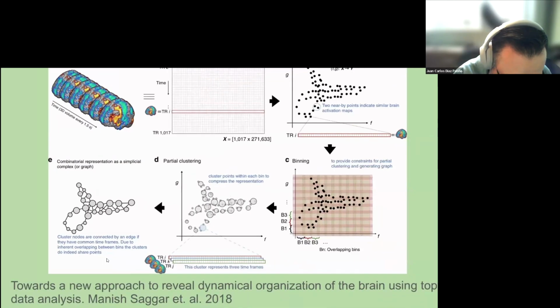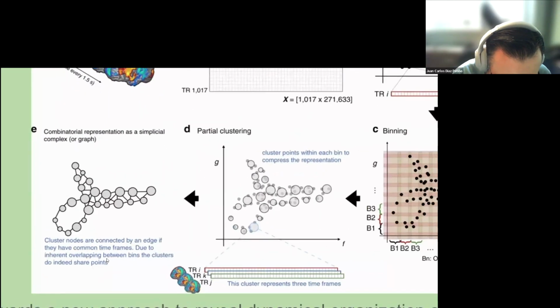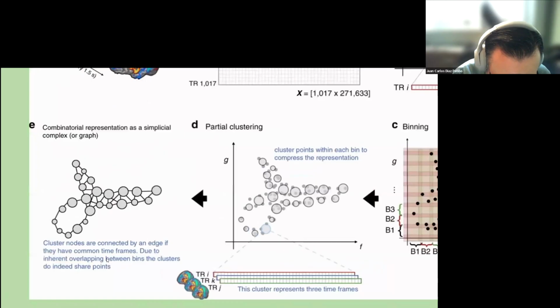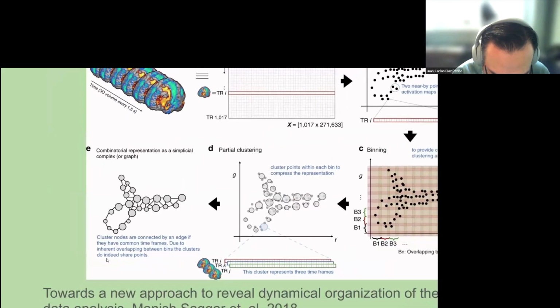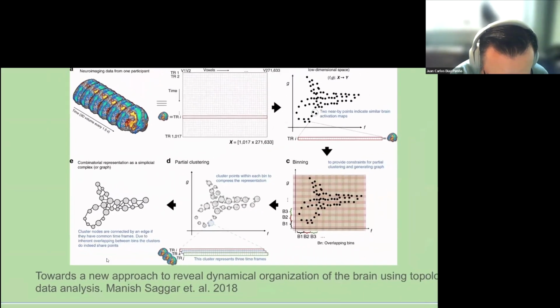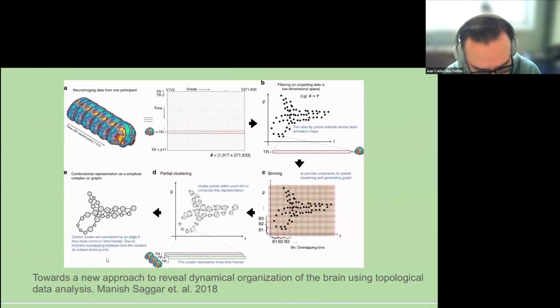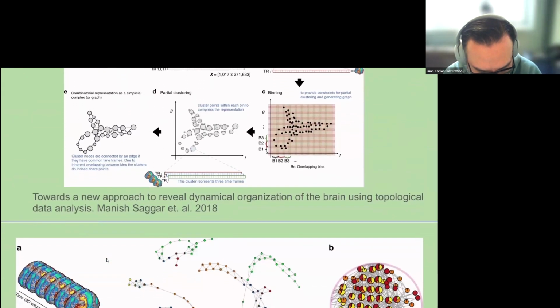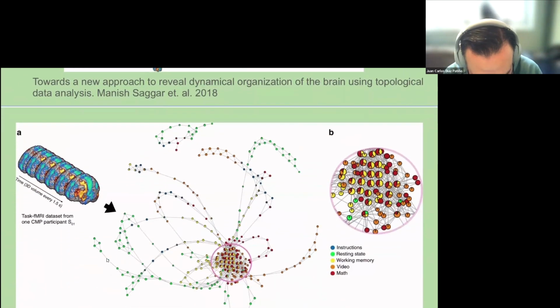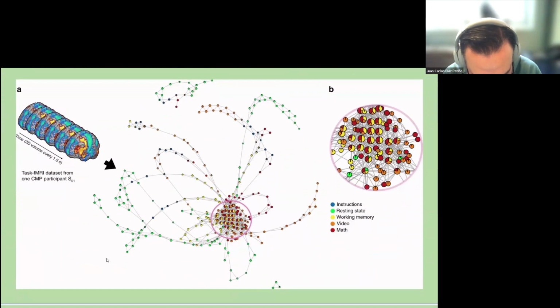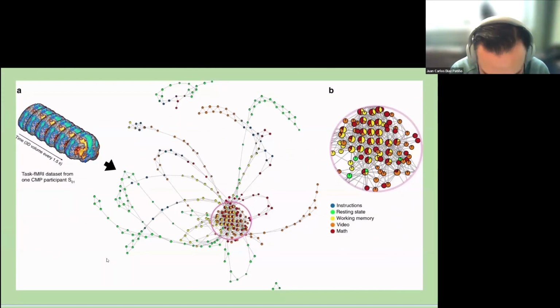I'm going to say this cluster and this cluster are connected if they share a point in the original dataset. So you now have the mapper graph for each of the participants, and now we're going to see how they study these mapper graphs. This is the result for one of the participants.